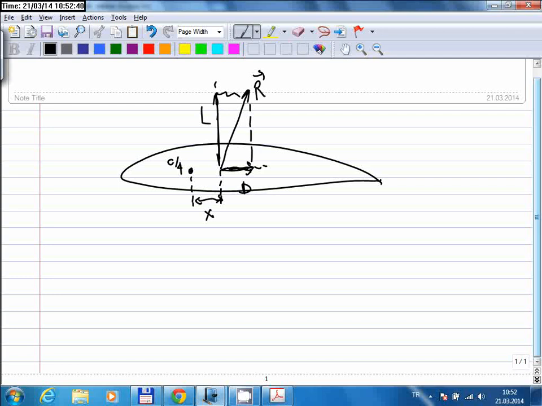Because in the question it says that there's a positive pitching moment coefficient, and it says positive means a nose-down moment. So for the moment of the lift force to be nose-down, it should be behind the quarter-chord point.